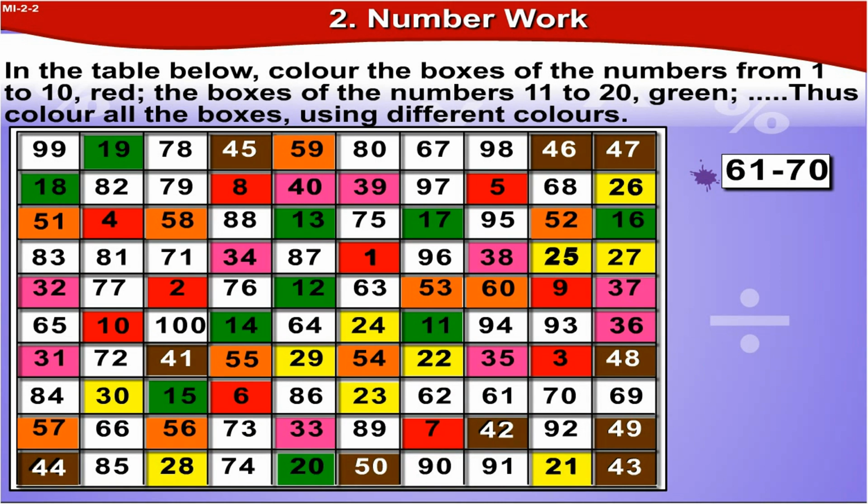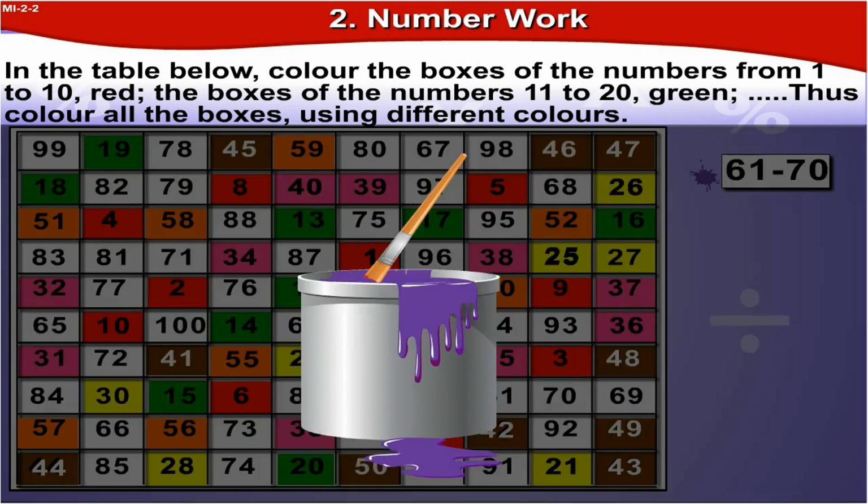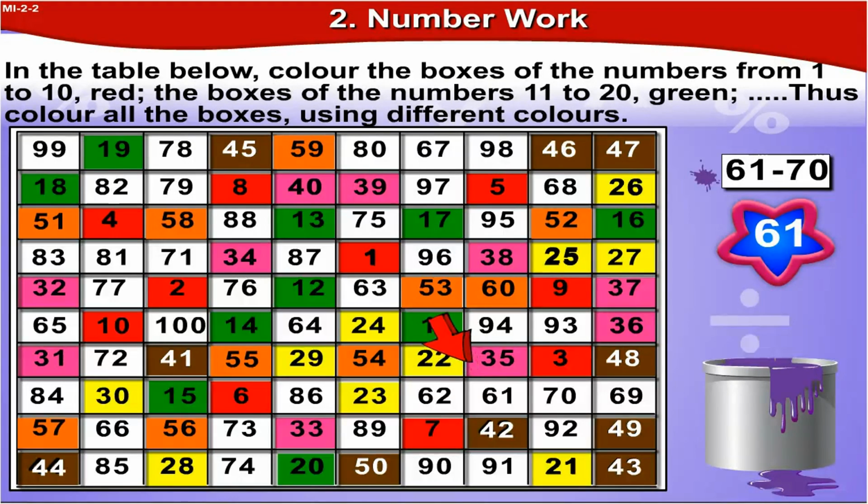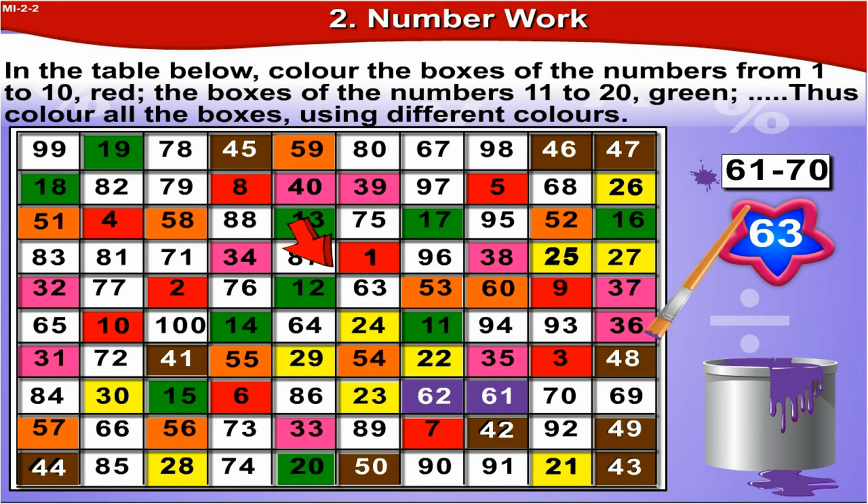Now number 61 to 70, and let us color them purple. Here is number 61 and color the box containing number 61 in purple color. Now let us add purple color to the box containing number 62. Let's find out number 63. Here it is. Now color the box containing number 63 in purple.